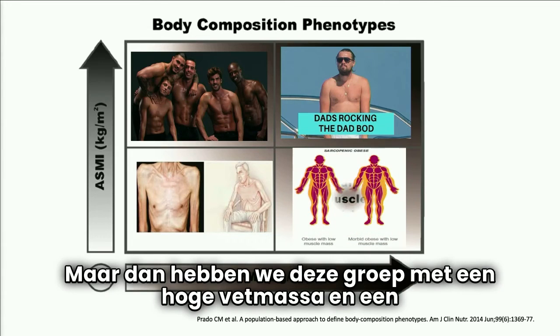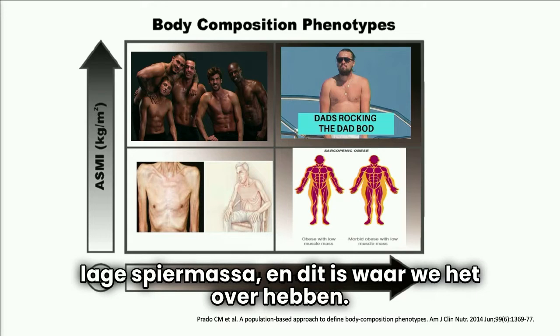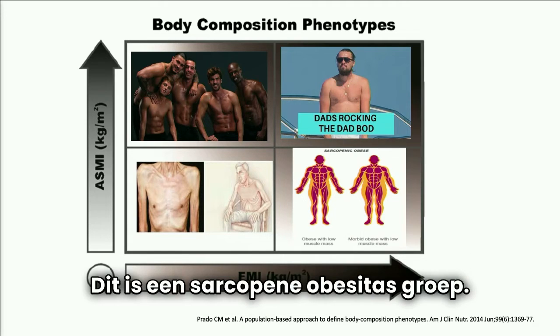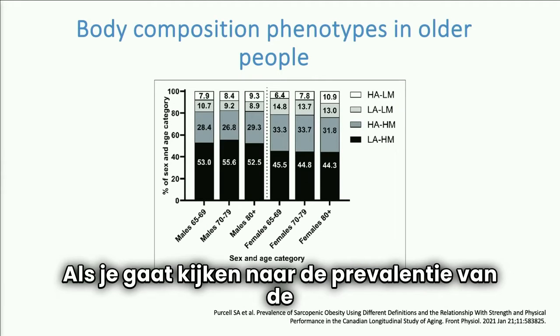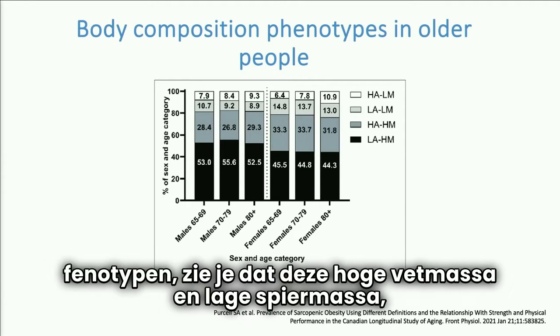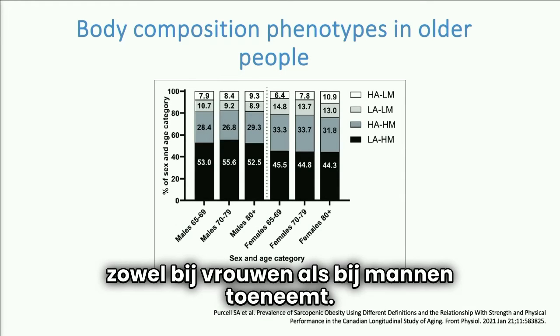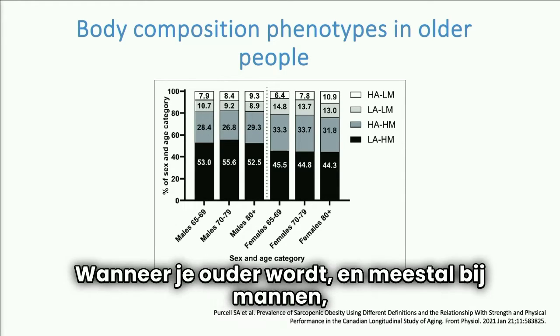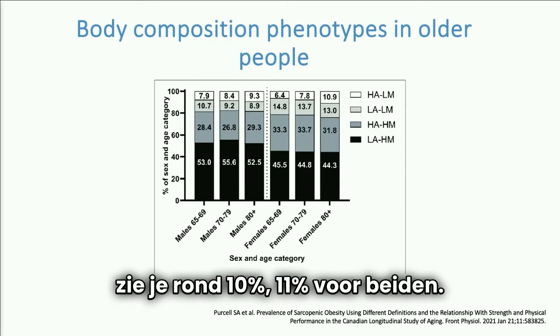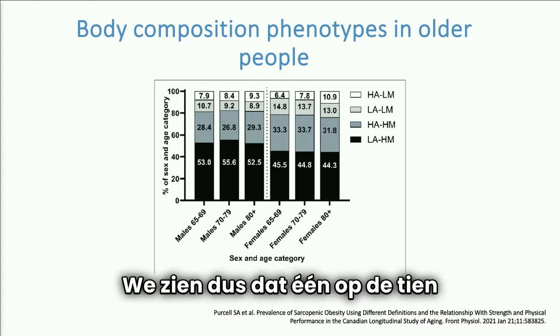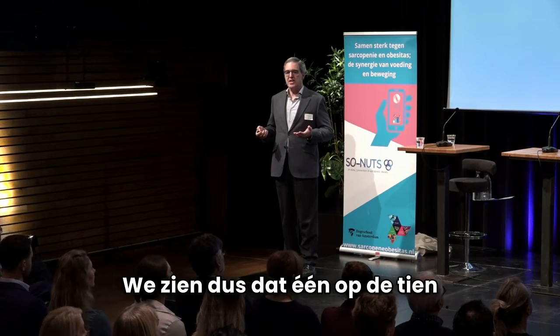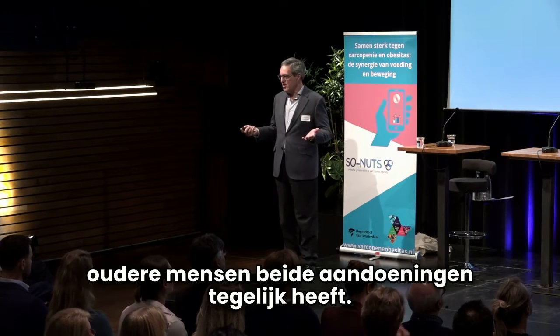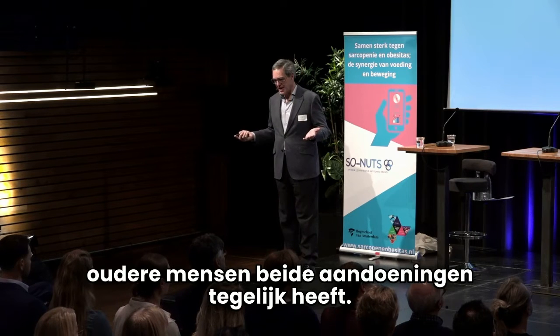But then we have this group with high adiposity and low muscle mass. And this is what we're talking about. This is the sarcopenic obese group. If you look at the prevalence of the phenotypes, this is high adiposity, low mass, and it goes up both in females and males when you age. Mostly in males, you see around 10%, 11% for both. So this is a reality we're seeing. 1 out of 10 older people will have both conditions at the same time.